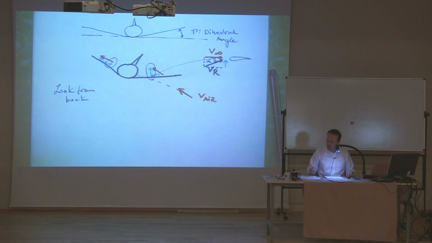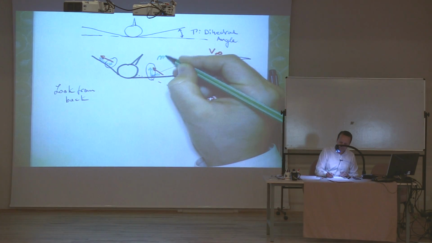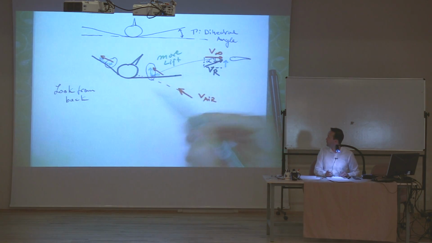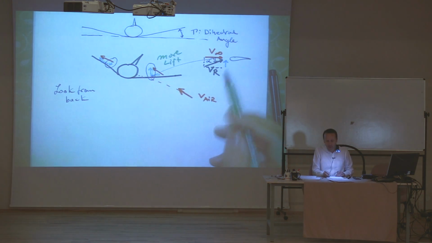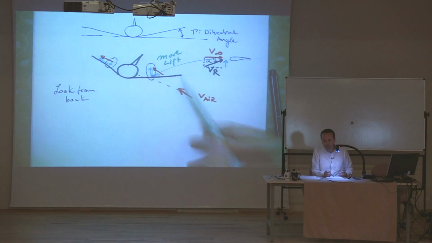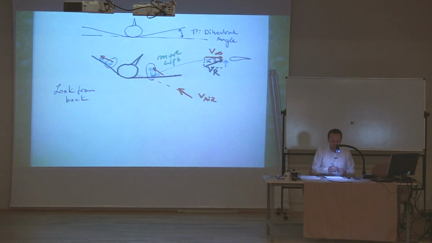More lift means you get more lift over here. More lift on this side of the wing, because now I have this air coming from below, increased angle of attack, more lift on this side of the wing. Look on this side, what happens here? It's quite the opposite.